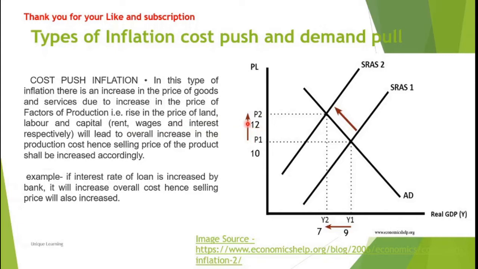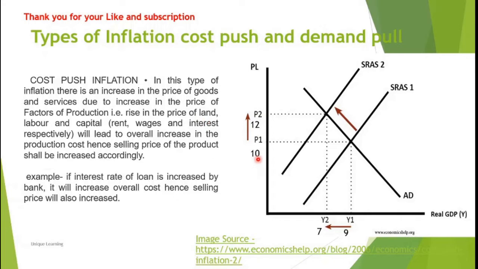So 10 rupees to 12 rupees. Now if the price is increased to 12 rupees, the demand for the goods and services would be reduced to 7 units. That is the law of demand. We'll discuss this chapter in another video presentation. But over here, what you need to see is that in cost push inflation, cost is pushing the price upward.